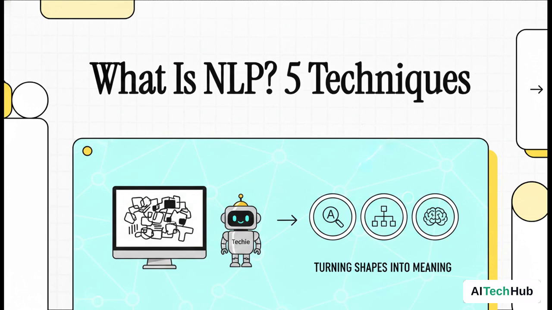Well, I'm Techie from AI Tech Hub, and in today's explainer, we're going to fix that. We're diving into natural language processing, or NLP. This is essentially the entire toolkit that turns those empty shapes into something a machine can actually process and understand. So let's break down the 5 main techniques doing all the heavy lifting behind the scenes.